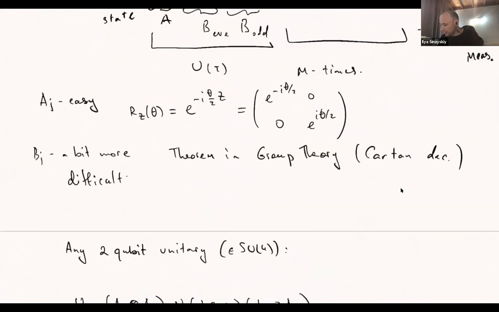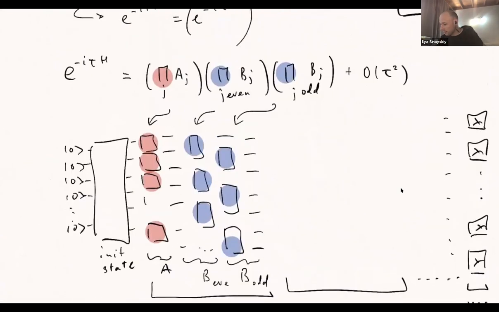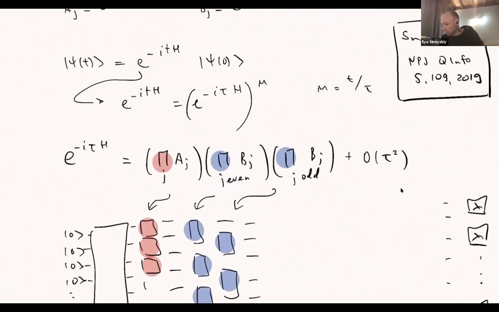So with BJs, the history is a little bit more difficult. But luckily, for the two-qubit unitaries, and that's why you want to decouple them into even and odd, all even terms will commute with each other. So you can see them as two-qubit unitaries, and all odd terms will also commute within their group. And you can also treat them as two-qubit unitaries. A two-qubit unitary is a 4x4 unitary matrix.